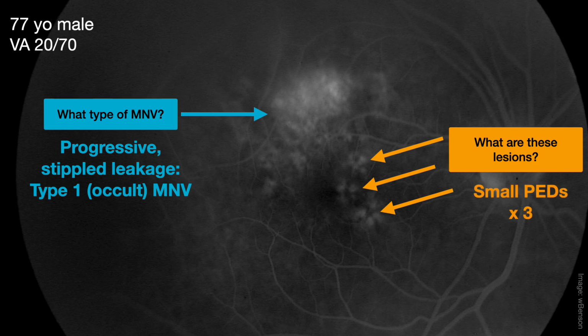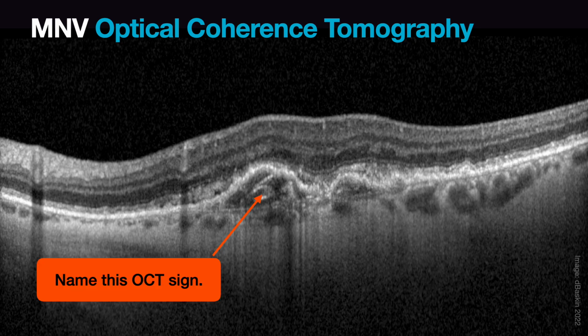These lesions are little PEDs. And then here, this sign is related to this kind of multi-layered appearance, sub-RPE cholesterol crystal precipitation. This is a chronic fibrovascular PED. We call this the onion sign. This is in the book.